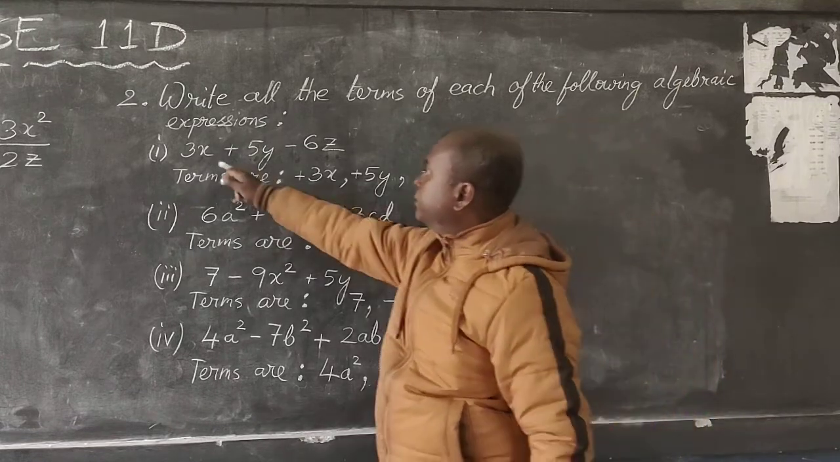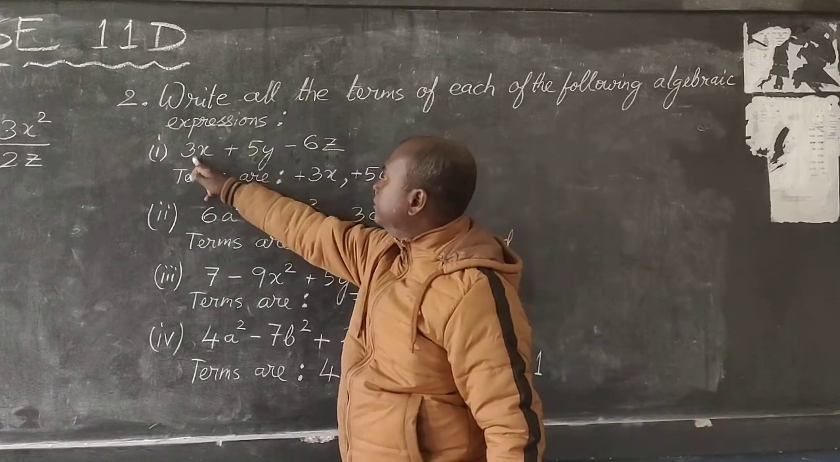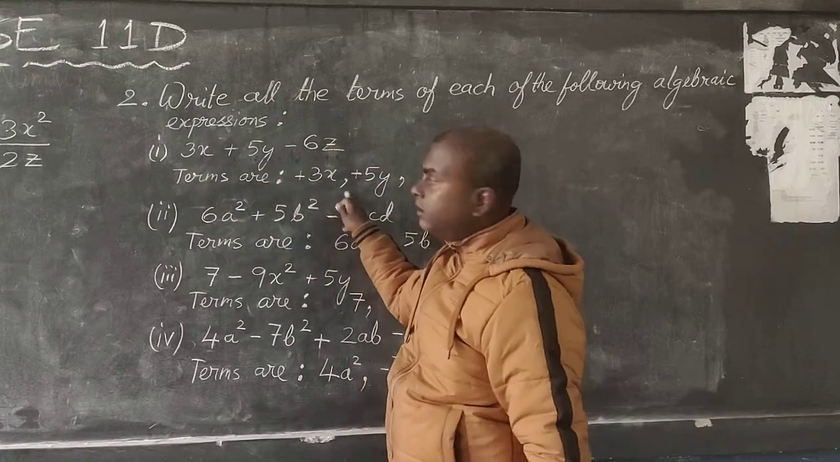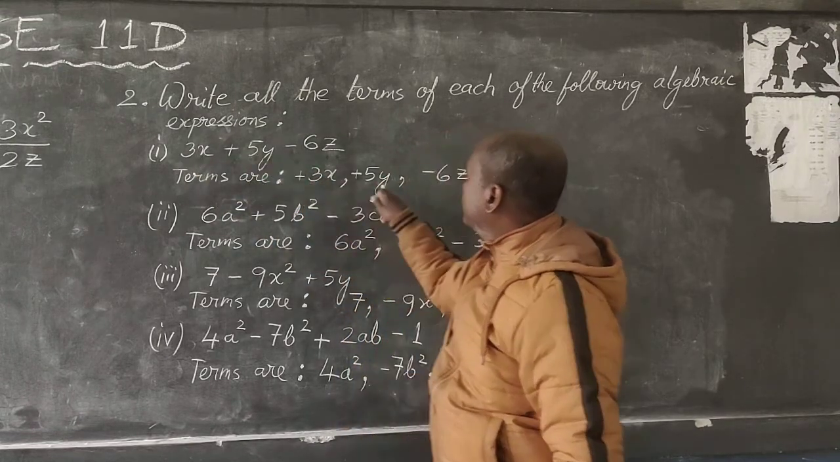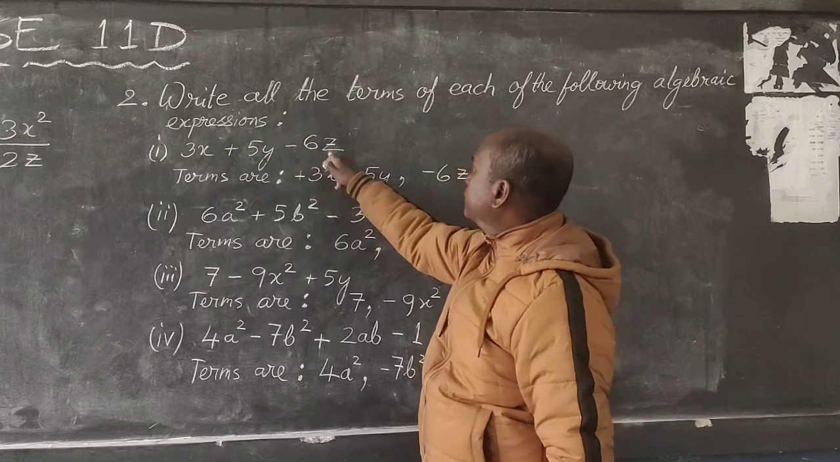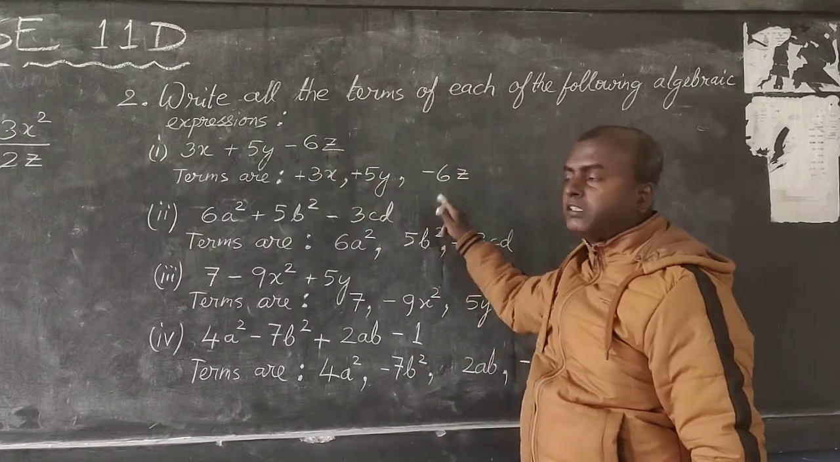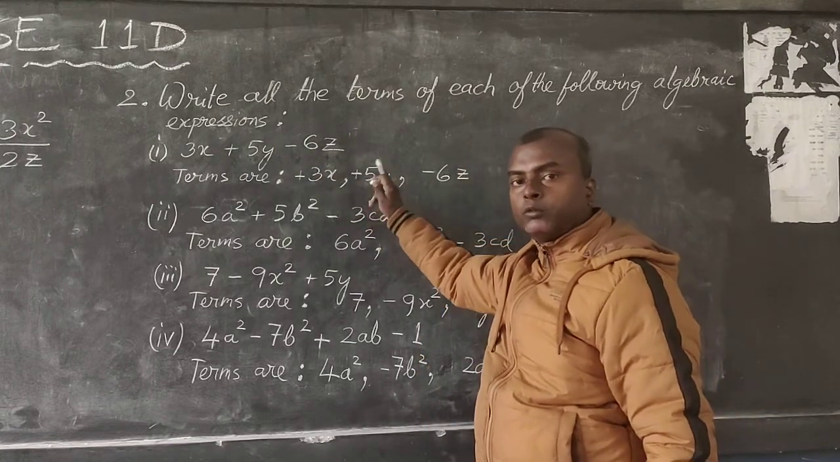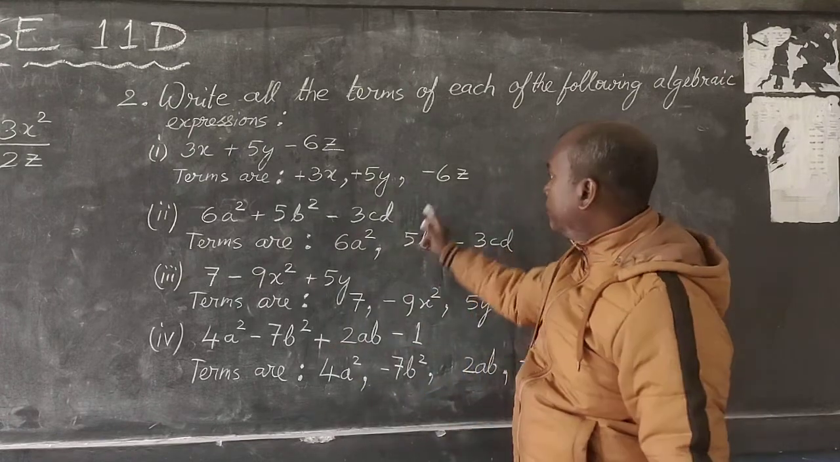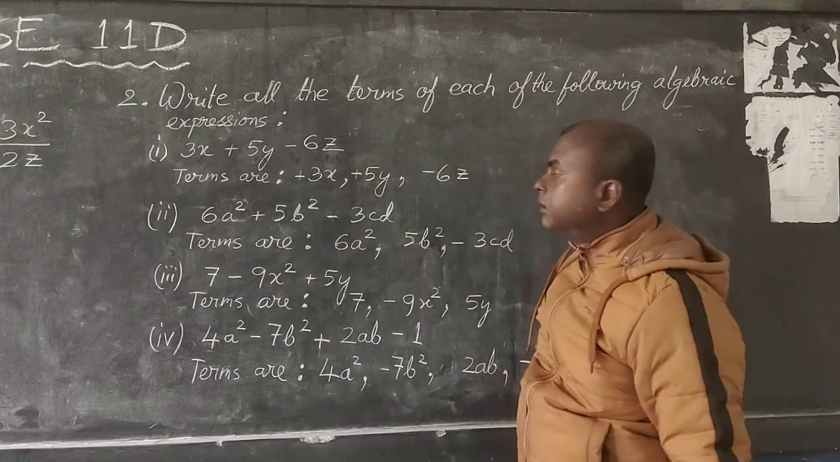So what are the terms in this expression? 3x, comma, 5y, comma, minus 6z. This minus has to be mentioned. Plus, even if you don't mention it, it will work out. But for minus, you have to mention it.